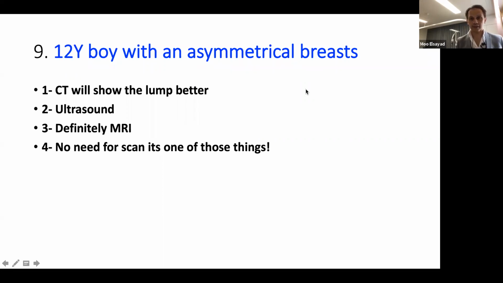Please ask any questions if you have any. 12-year-old boy with asymmetrical breasts. Okay, so this is a 12-year-old boy this time. What are we going to ask for? Of course, you can reassure them and say it's whatever you think it is.